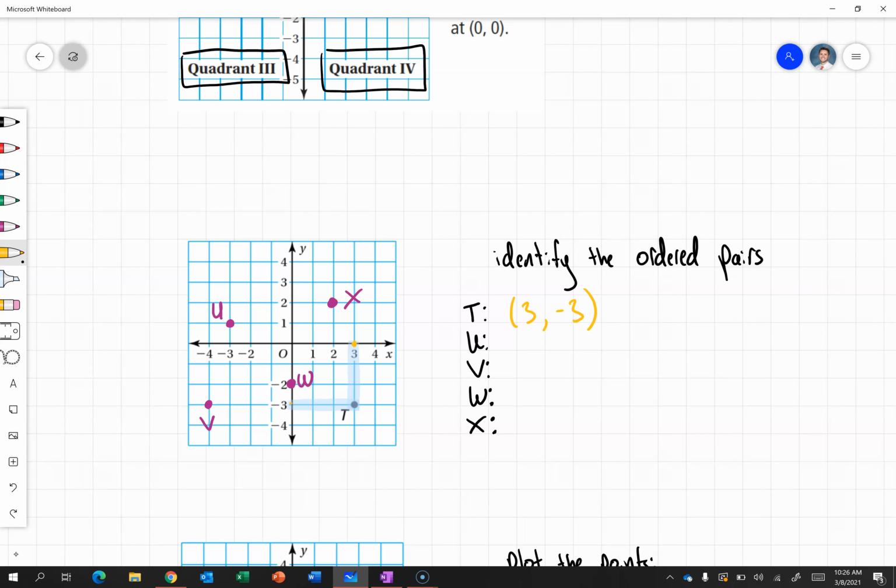Then if I look at the next point, u, I see that u is at negative 3 on the x-axis and positive 1 on the y-axis. So I could write the ordered pair negative 3, 1. Then for v, I see v is at negative 4 on the x-axis, and it's at negative 3 on the y-axis.